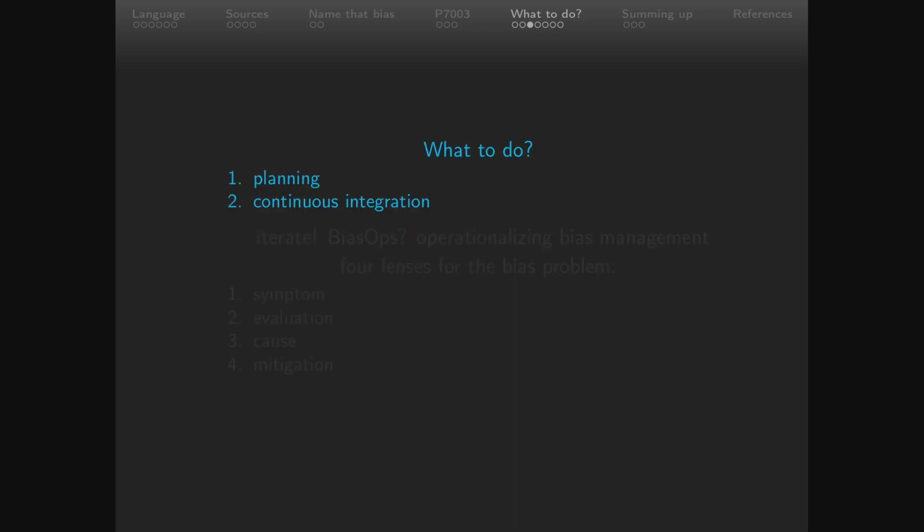So how are we going to deal with this problem of what to do about bias and bugs in data-driven systems? One is planning. The second is continuous integration, because that aligns with our monitoring and maintenance tasks. And of course, it's iterative. So we could think about this as, if you like, instead of DevOps, it's bias ops. We need to operationalize the task of management of bias.